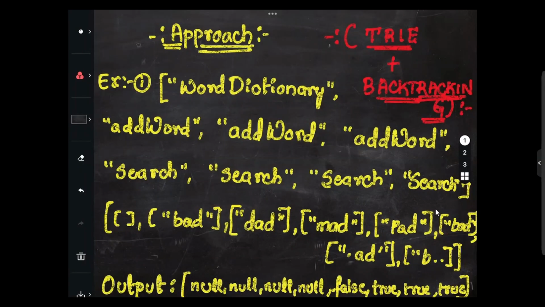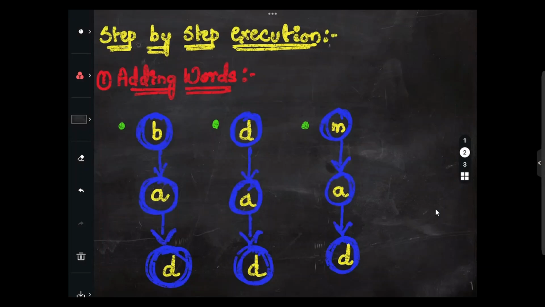So the first thing we need to note down is that we will be going with a trie plus backtracking approach. We'll be making use of the trie, or prefix tree, plus backtracking. Just keep this in mind. I have considered the same example, the first example given in the question. We have already discussed how we got the output. By considering the first example, let's move with the step-by-step execution.